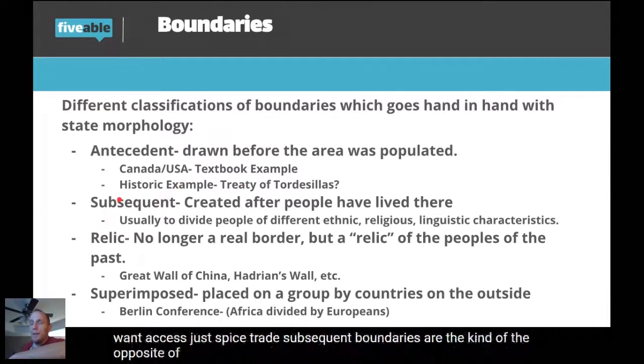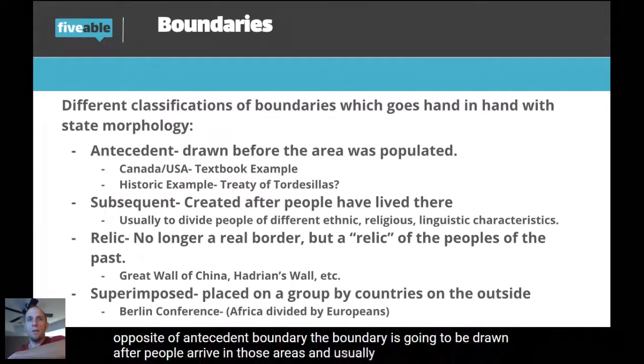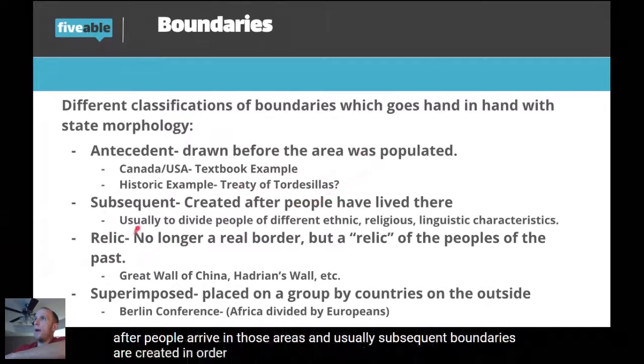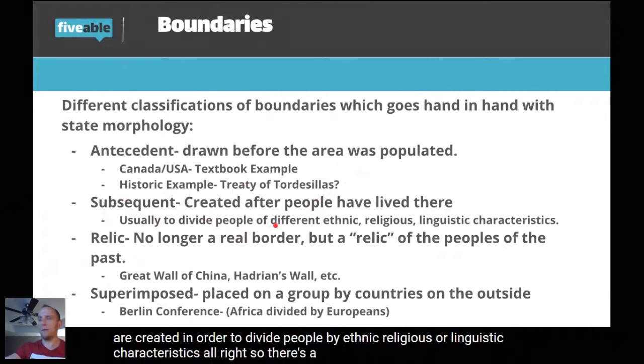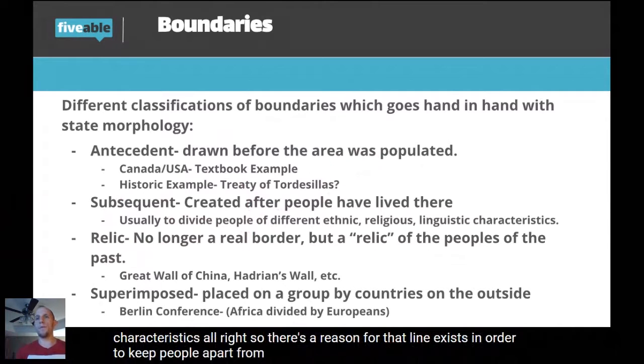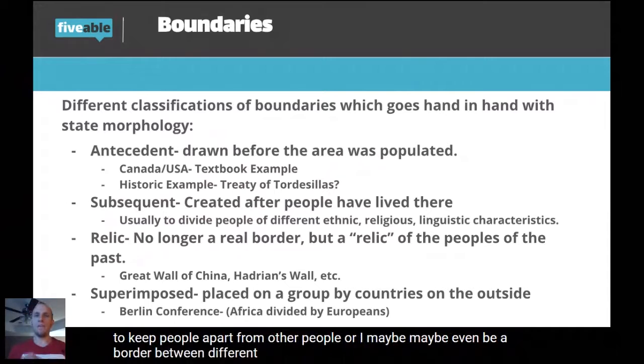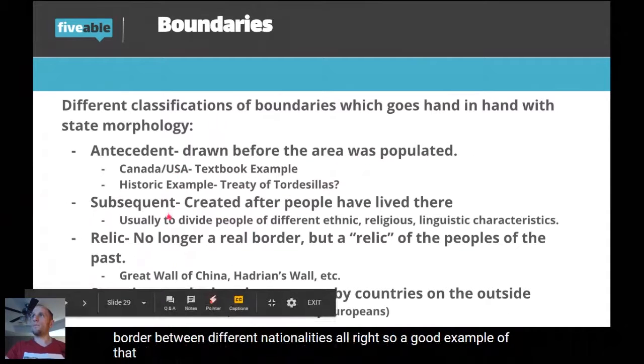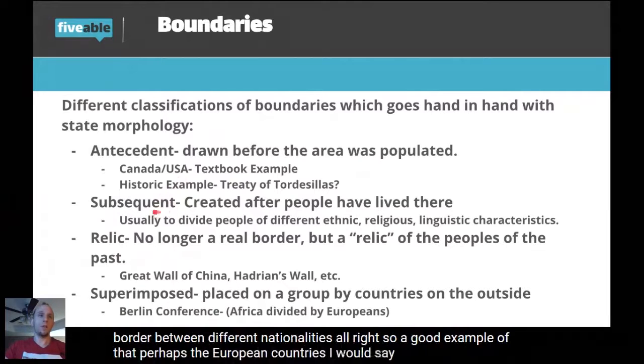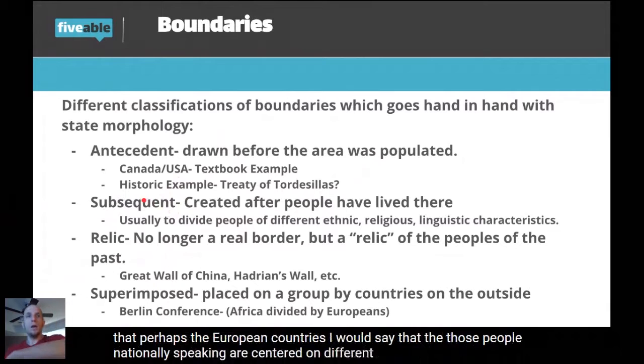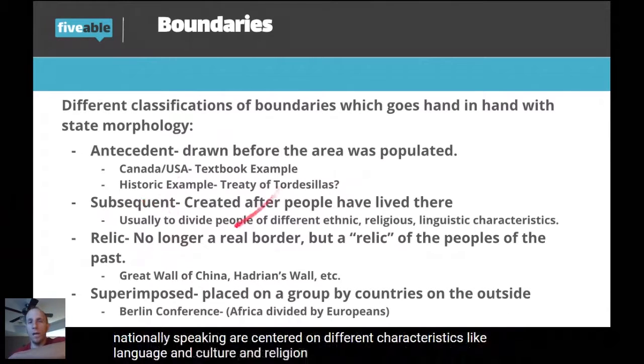Subsequent boundaries are kind of the opposite of an antecedent boundary. The boundaries are drawn after people arrive in those areas, and usually subsequent boundaries are created in order to divide people by ethnic, religious, or linguistic characteristics. All right, so there's a reason for that line. It exists in order to keep people apart from other people, or maybe even be a border between different nationalities. A good example of that is perhaps the European countries. I would say that those people, nationally speaking, are centered on different characteristics like language and culture and religion.